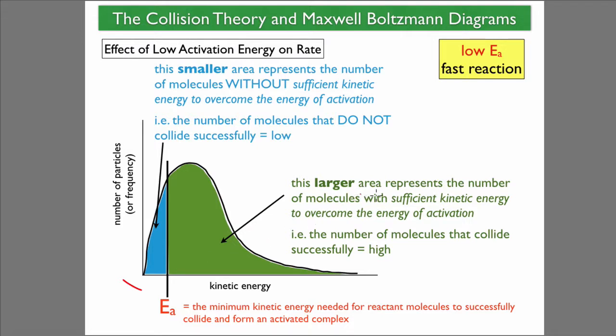So this larger area represents the number of molecules with sufficient kinetic energy to overcome the energy of activation. And so the number of molecules that collide will be higher. This smaller area represents the number of molecules without sufficient kinetic energy to overcome the energy of activation. So the number of molecules that do not collide successfully will be low.